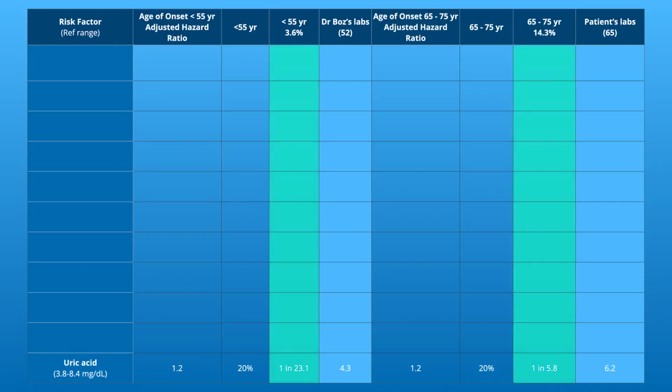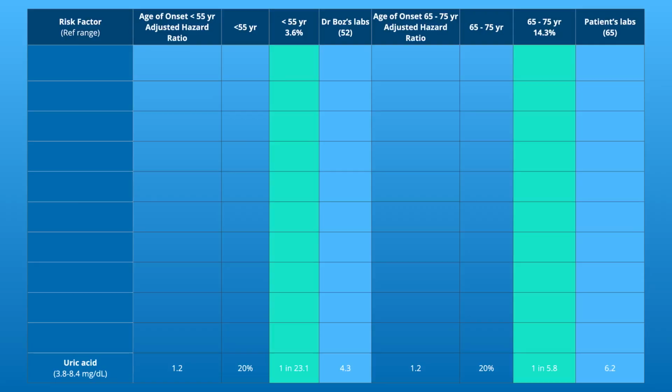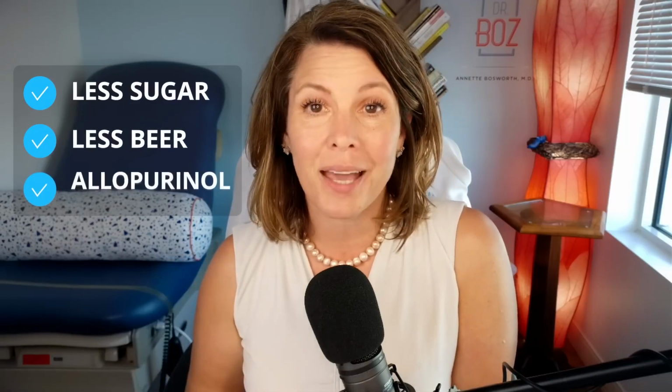As we go through these numbers, I think the simplest message shows in this column and this column. At my age, if my uric acid were abnormal, how many people would have heart disease? And in my case, it was 1 in 23. Whereas my patient, a decade older, it was 1 in almost 6 patients. Both of our uric acids are normal. When we find uric acid elevated, we can lower that risk by less sugar, less beer, and we can also prescribe a medication like allopurinol.